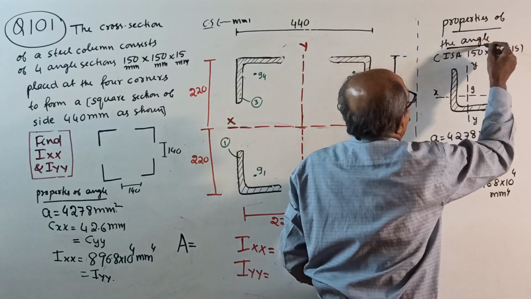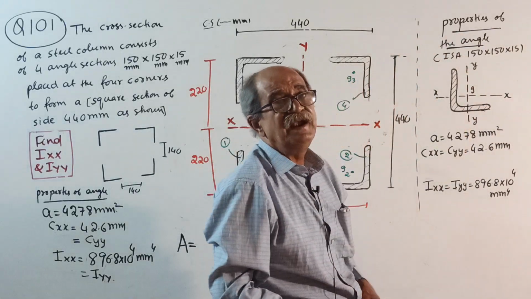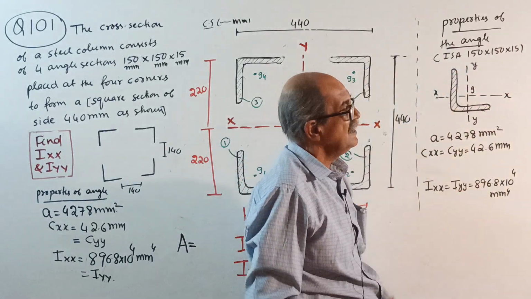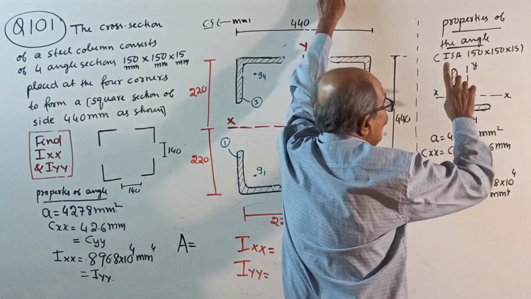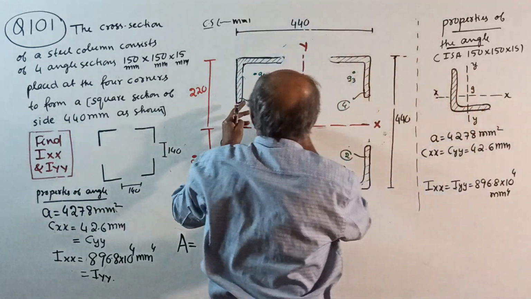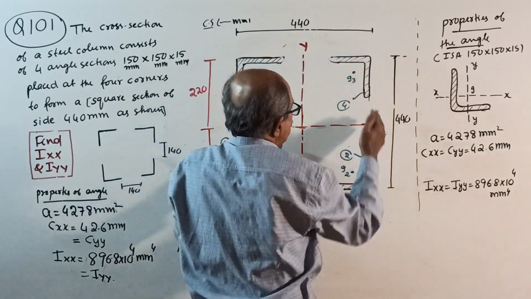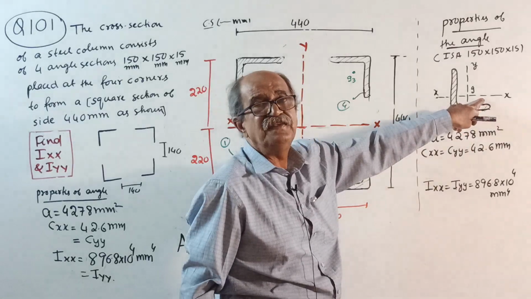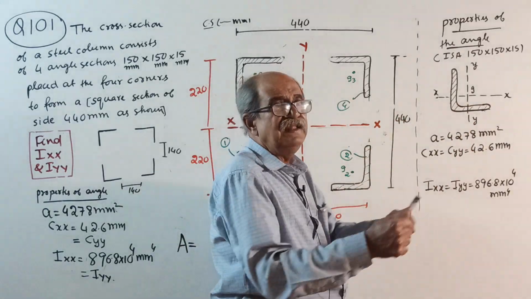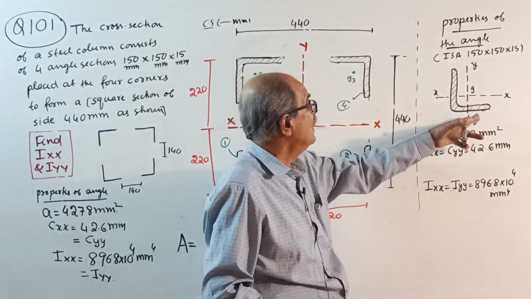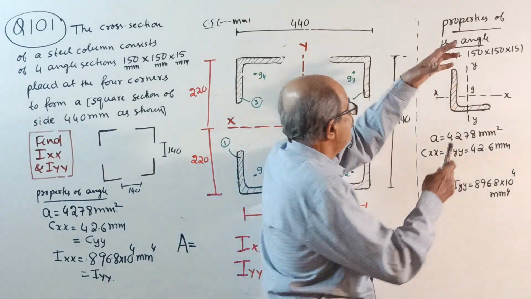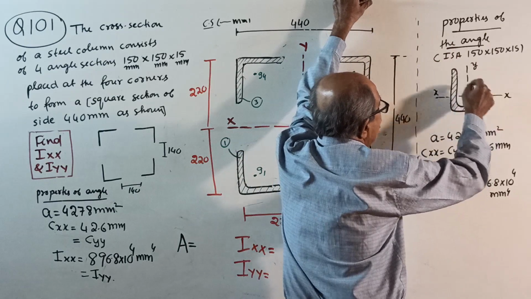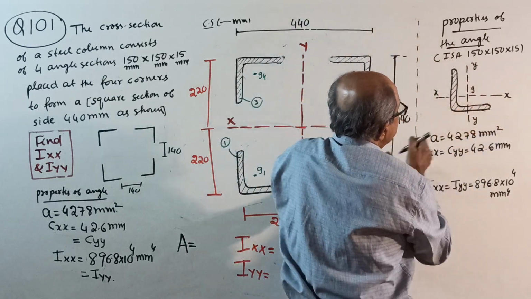Now, properties of the angle. Our angle is ISA, meaning Indian Standard Angle. Okay, don't worry too much about it. 150, 150 by 15. See, the angle is placed in different ways in all the handbooks. One angle is placed this way, one angle this way. But in the IS handbook, when they give properties, they always give a sketch like this. If it is turned, you turn it, they will tell. When you read the property, you see which is correct. So see here, 150, 150, 15, 15. It is a single unit. This is the centroid for that one.